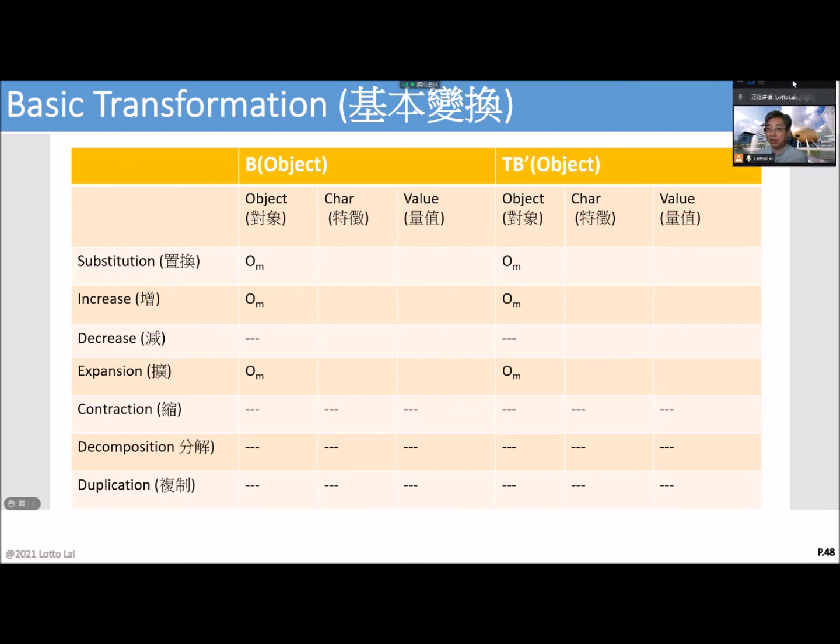You can use the table for this transformation from B transfer to B prime. So you have substitution, replace. We mean to replace the original object, original characteristic, original value. You can increase your value, decrease your value, expansion, contraction, decomposition, and duplication. These are the 7 basic transformation methods.